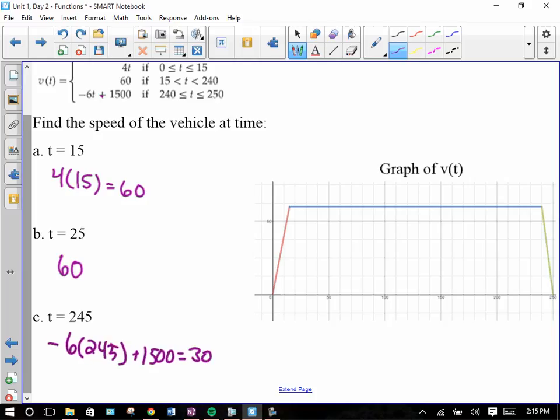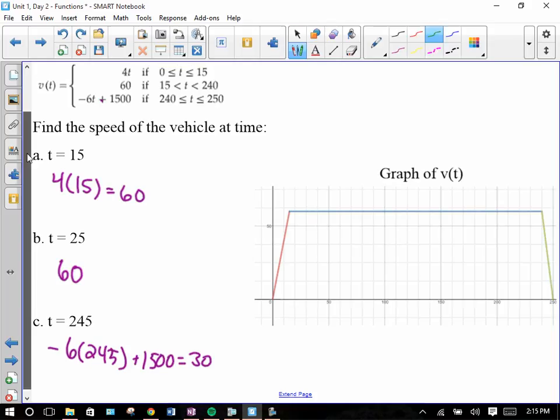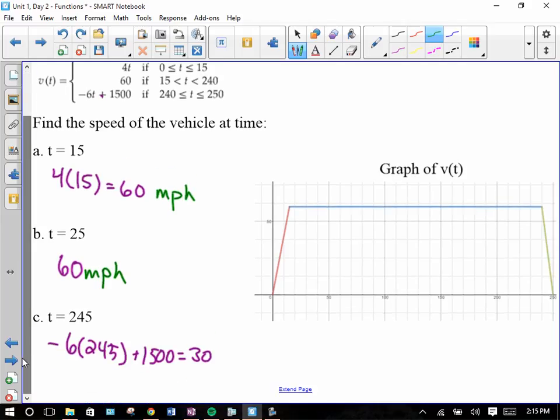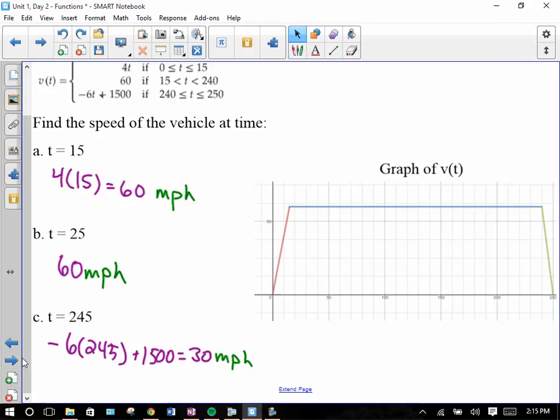That's an equal 30. And let's do this just so that we can be professional here. It does say miles per hour, so let's go ahead and put miles per hour for our units here. I want you guys to get into the habit of putting units. Okay, miles per hour.